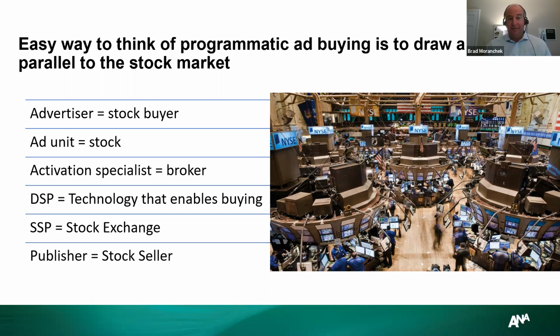The supply side is the actual exchange where the stock is made available for buying, and the publisher is like the stock seller, or the person selling the stock. So very similar in how all of it works. I think there are a lot of common technologies between the two. And that's kind of how it works. So a nice simple way to think about programmatic is something that we're all familiar with, which is the stock market. It's really not that different.